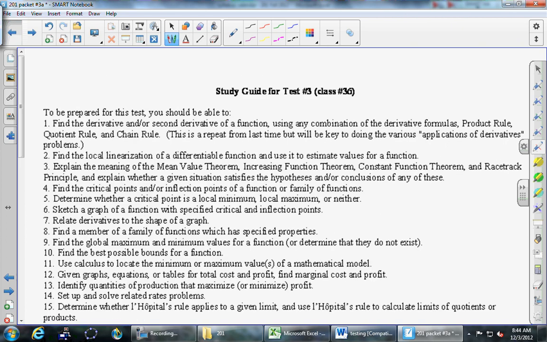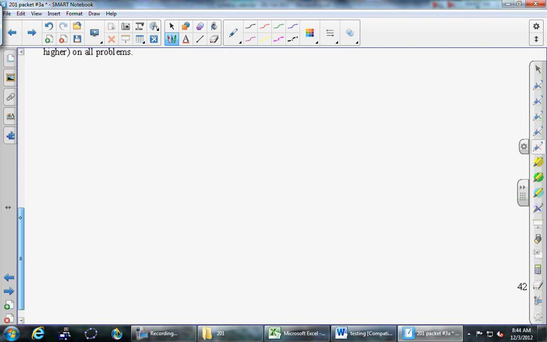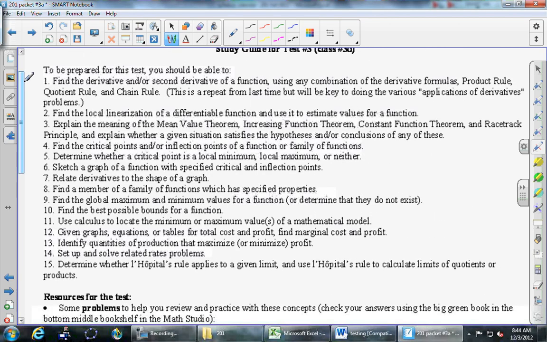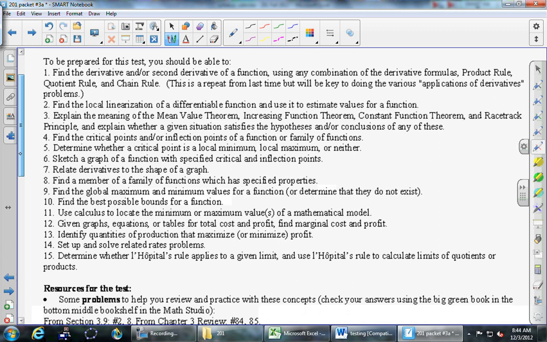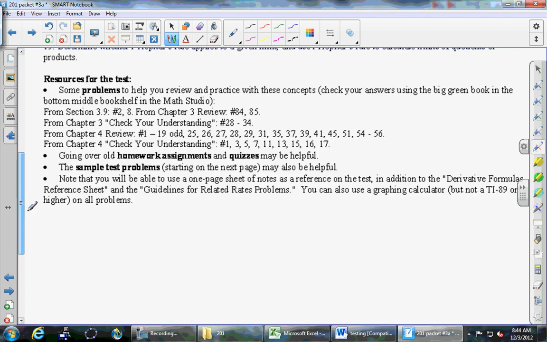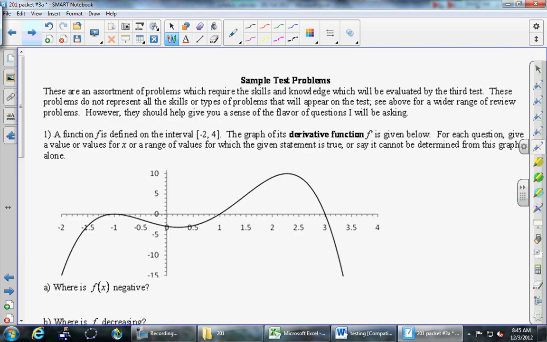A much more detailed list of stuff for the test is on page 42. So if we jump to 42 real quick, you'll see a list of 15 things that you should be able to do to be prepared for this coming test on Wednesday. So go through that list between now and then and see which ones you're fine with and see which ones you need to work on some more. Again, some resources for the test: some problems that have never been assigned, so you can practice there, old homework, the quizzes I just gave back, and then the sample test problems is where I think you'll spend most of your time today.